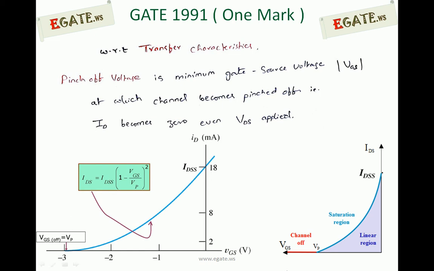So this transfer characteristic can be classified again into 3 regions: cutoff region, linear region, and saturation region. Above this it is saturation, below this it is the linear region, and after this pinch off voltage it is cutoff. So now we are discussing the pinch off voltage, one with respect to drain, the other with respect to gate.